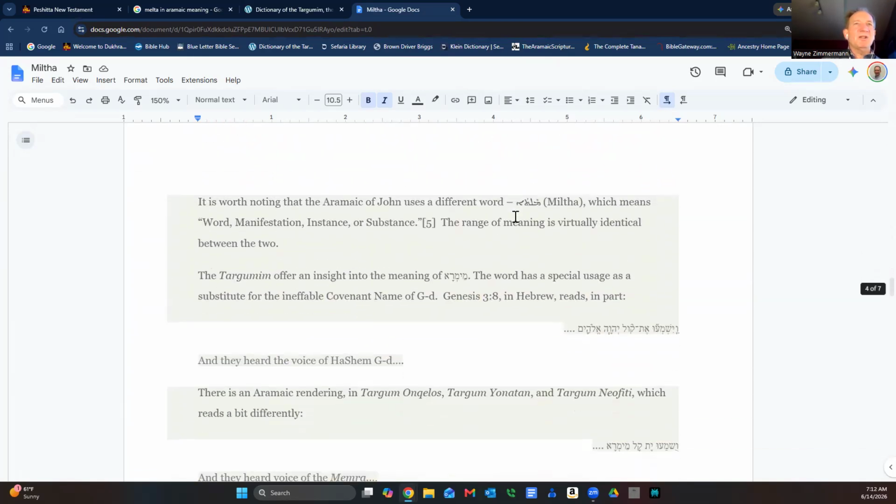If you search on the internet, you'll definitely find lots of other thoughts too, but think of it as the manifestation, the instance, or the substance.